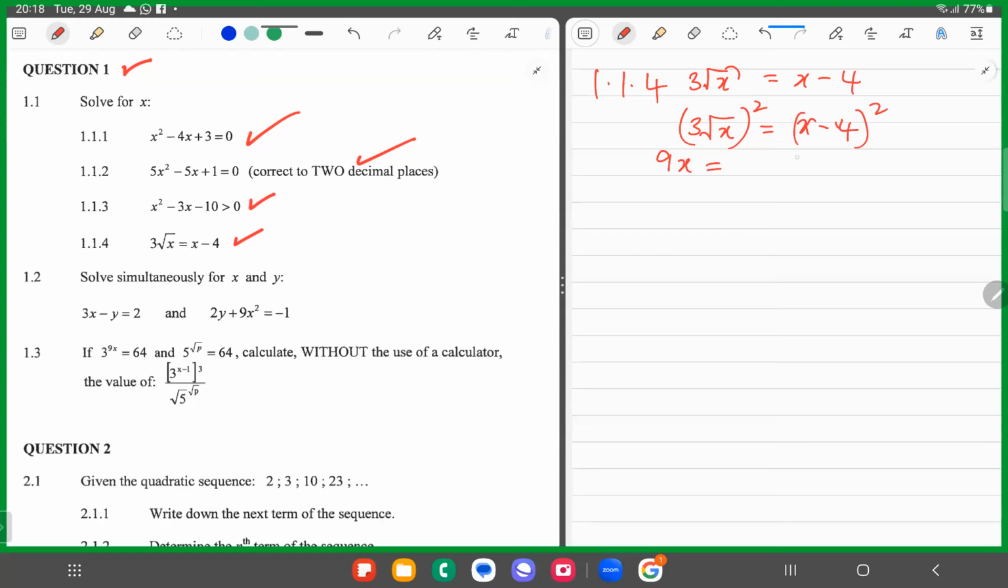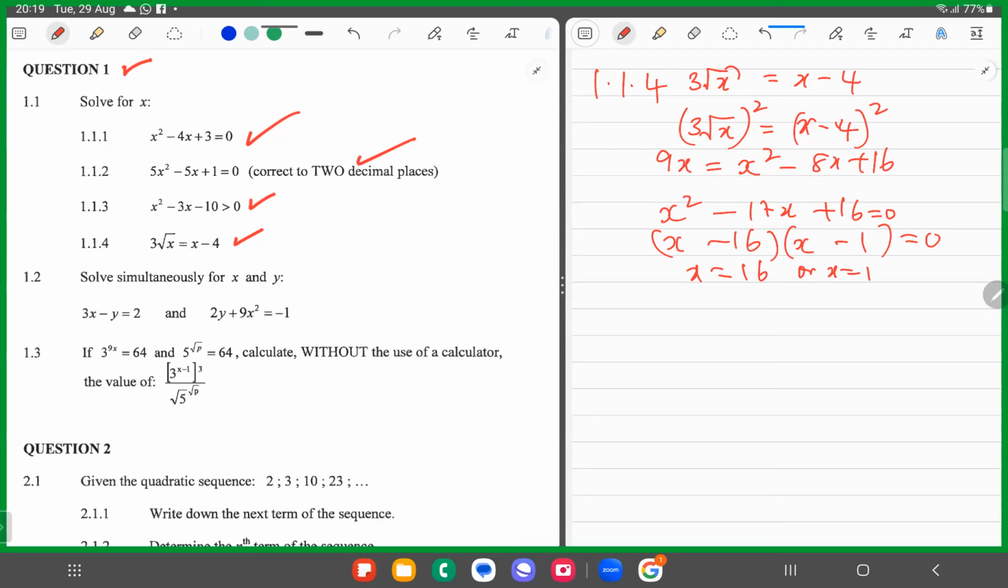Right, so here you use the FOIL method, because the x minus 4 squared, you can write it like that. Let me just expand this. So you square the x, x squared. x by -4 is -4x. x by -4 again is -4x, which together is -8x, plus 16. So this is x squared minus 17x plus 16 is equal to 0. So in which case, therefore, you continue to factorize this. What are the factors of 16 that give minus 17? They are minus 16 and minus 1. So x is 16 or x is 1.